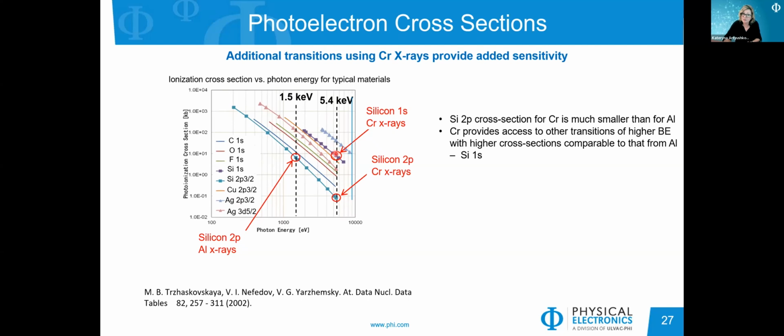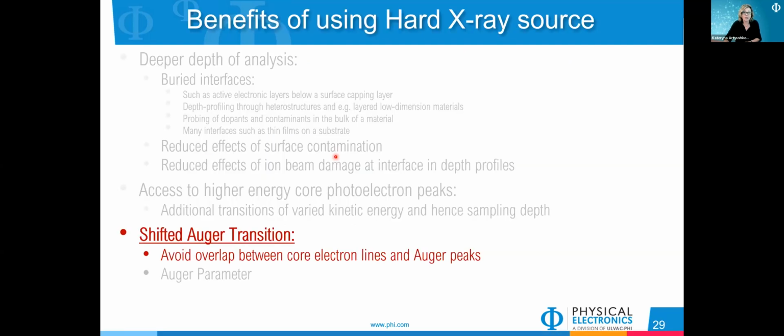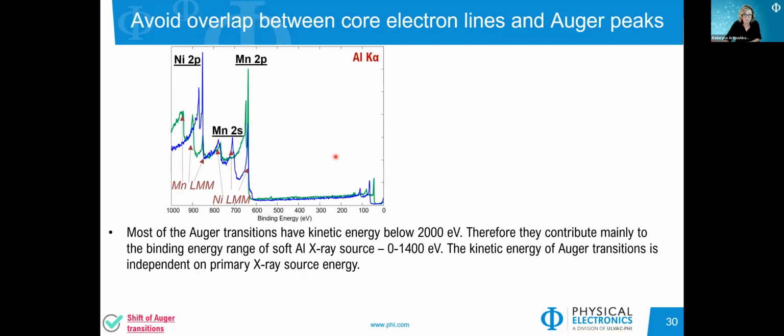But now we also have access to silicon 1s, and you can see that for the silicon 1s transition, we have an equivalent cross-section, comparable to the ones that we know for the aluminum X-ray source, so we can expect equivalent data acquisition times for those transitions. Shifting Auger transitions is something that comes with a great advantage, and I have a few examples throughout this presentation. You already have seen one for silver.